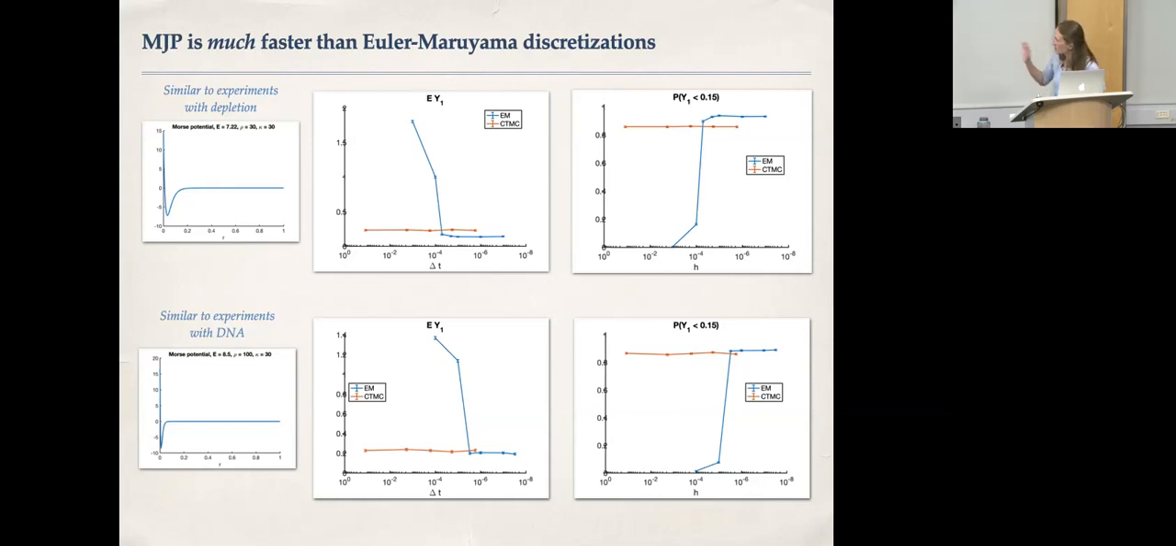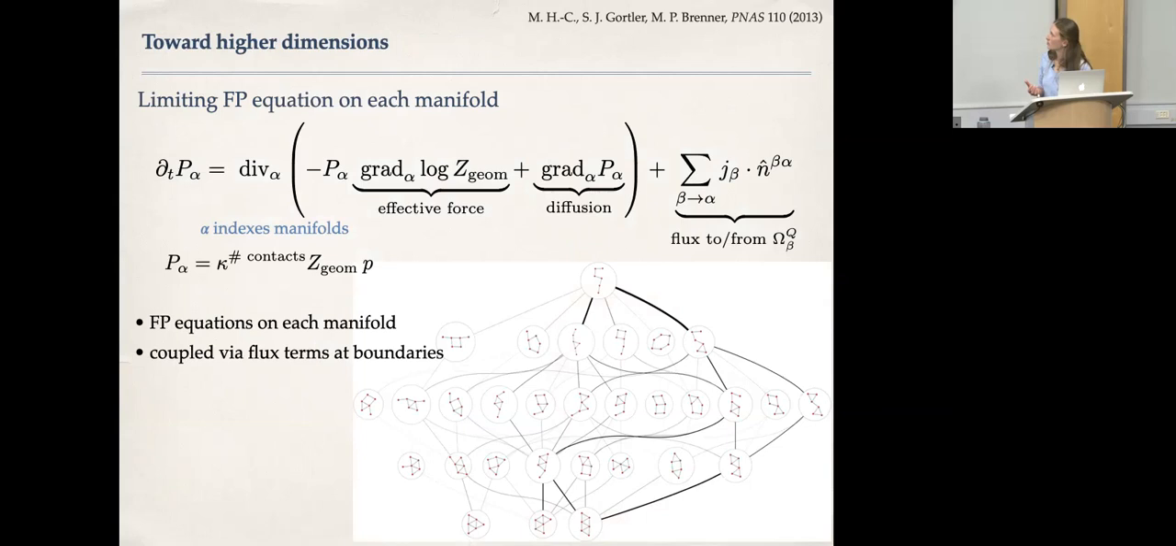So this is just one dimension. How do we do this in higher dimensions? We're working on higher dimensions. We have to first derive the equations in higher dimensions, and that we've done following similar asymptotic procedures.